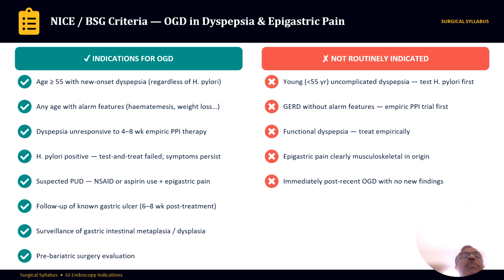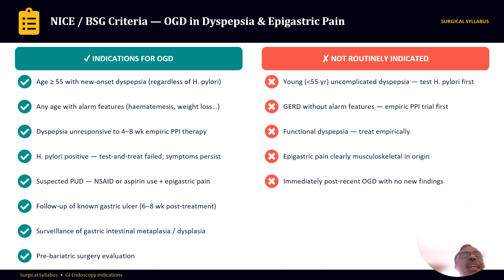Now we have a nice criteria of OGDS in dyspepsia and epigastric pain. What are the indications for OGDS in a patient who comes to you with dyspeptic features or epigastric pain? Number one, age more than 55 years with a new onset dyspepsia. Any patient whose age is more than 55 years and who comes with new onset dyspepsia, regardless of H. pylori status, should be subjected to upper GI endoscopy.